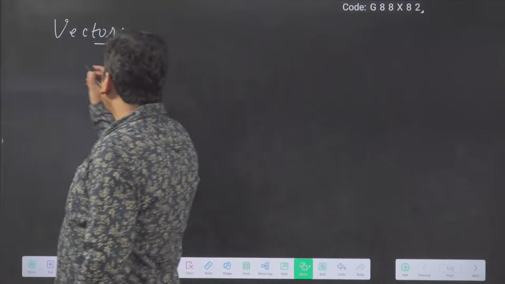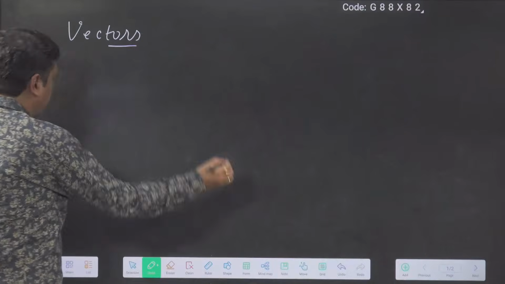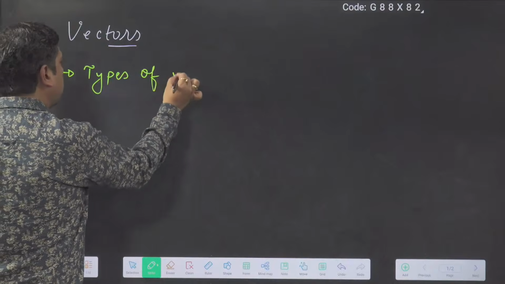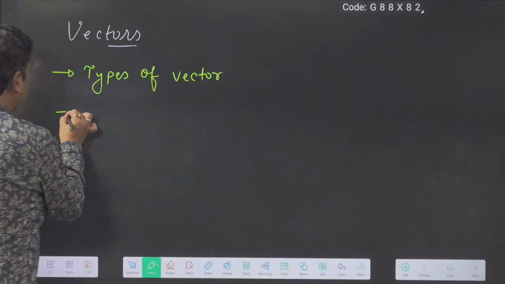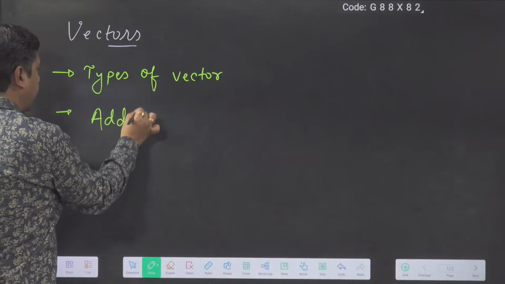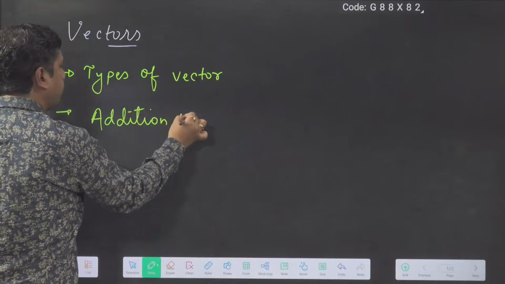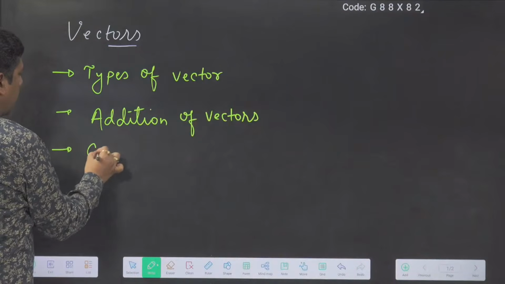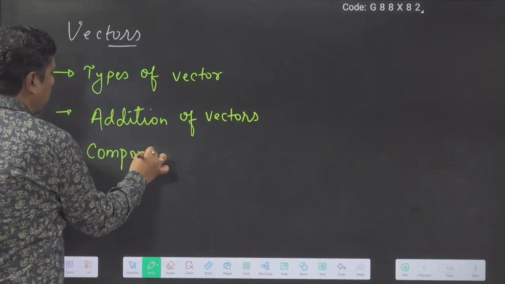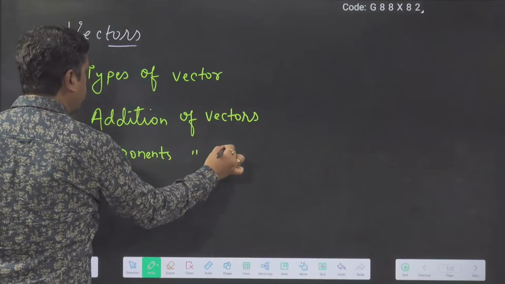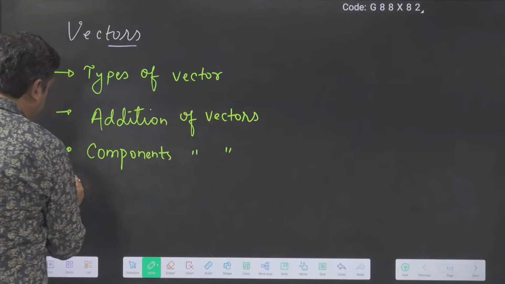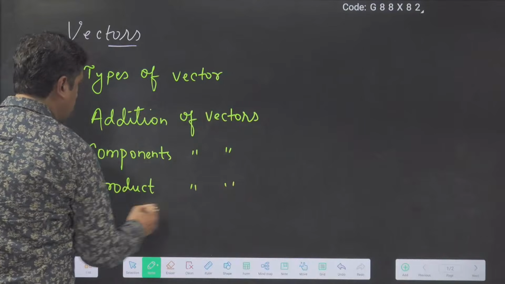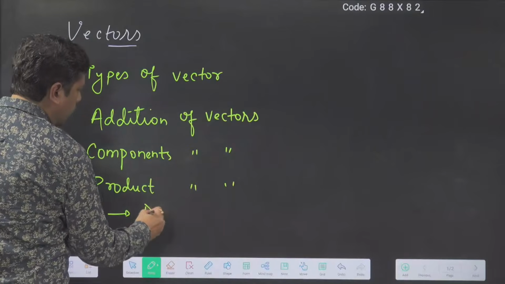Okay. So in vectors, what we are going to study: first of all, we will see the types of vector. Then we will see addition of vectors, and subtraction will be counted here only. Then I will tell you how to take components of a vector. Then we will see product of vectors, in which we will see two types of product. First one is dot product.